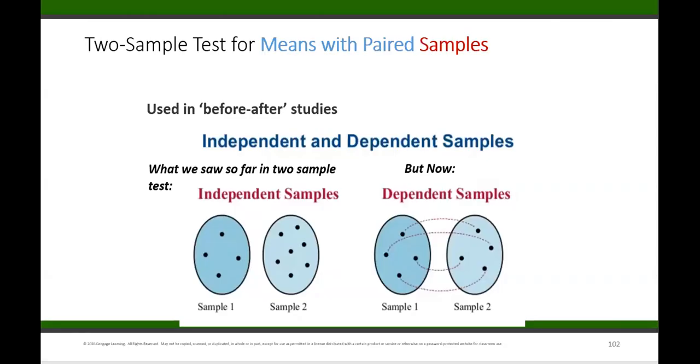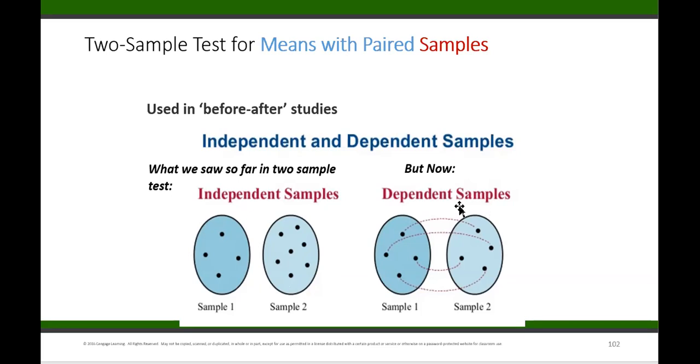So far, we've been working with independent samples for two sample tests for differences in population means. For example, we were talking about the sample of female students versus male students. As you can see, no one can belong to both groups, to both samples. So when we're talking about independent samples, the members in each sample are completely different from the other group.